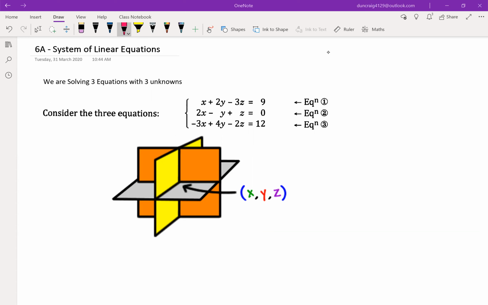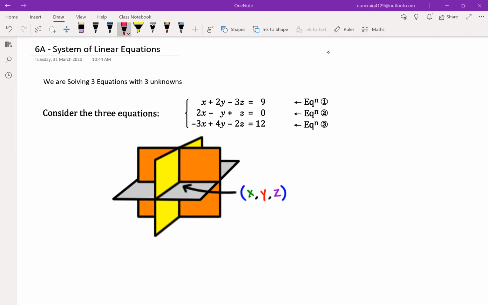And so we've got this example here, we've got the three equations and each has the variables x, y, and z. And so we're just going to take a series of steps to eliminate one variable, then a second variable, and then find a unique solution for that.